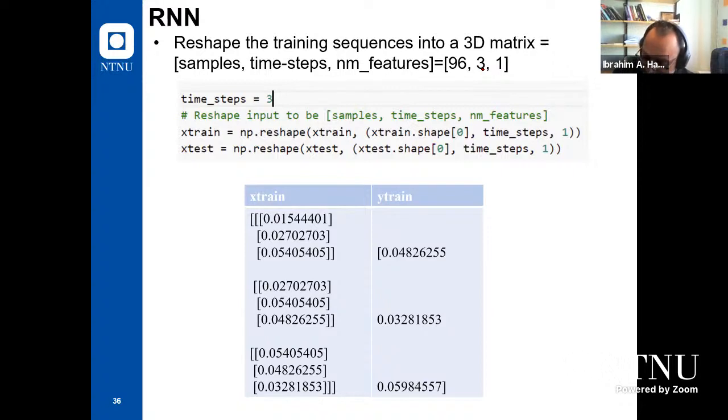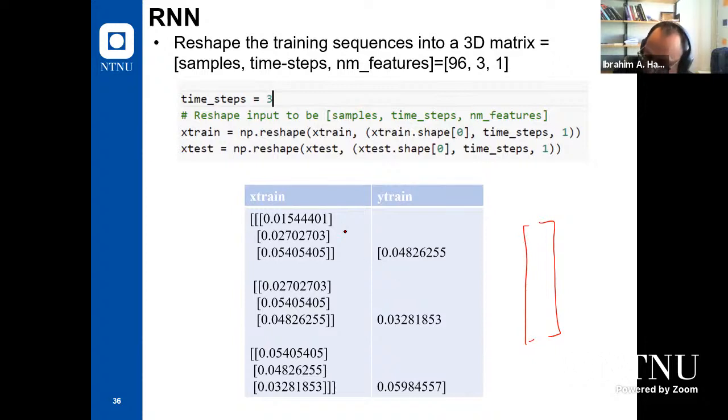So I have here one feature, in fact, right? So this is how the data is. I'm using one dimensional data. I have only one feature, right? And the time steps will be 3, right?